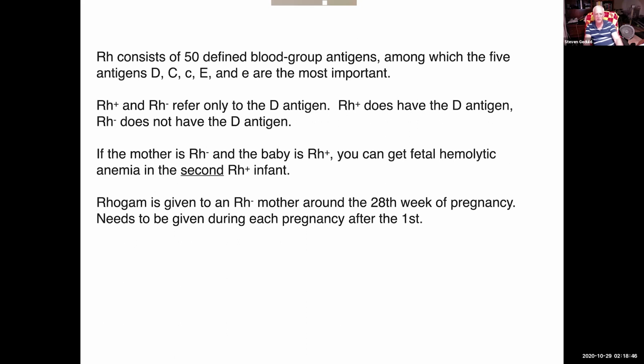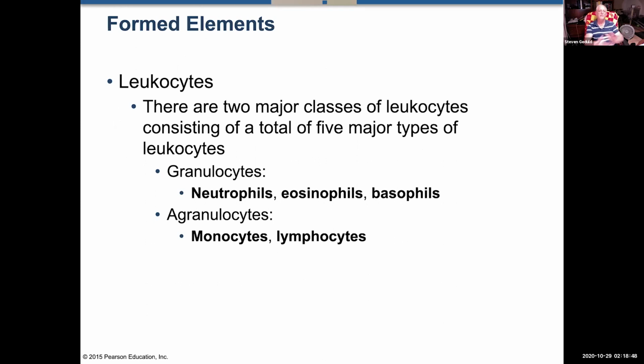Here we go. All right, formed elements. We talked about red blood cells. Those have your different markers on them. Now we're going to talk about leukocytes. Leukocytes are your white blood cells. They're used for your immune response.